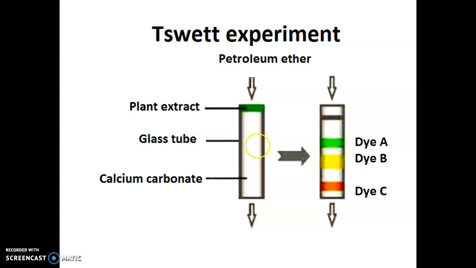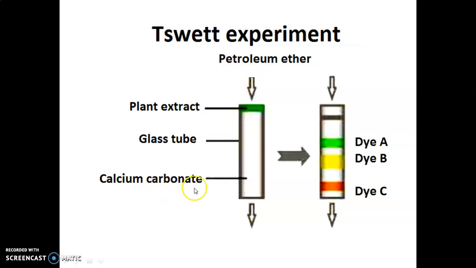Simple ಆಗಿ ಹೇಳ್ತೀನಿ ನೋಡ್ರಿ. First we are taking glass tube. The glass tube is very similar to burette without any readings on the surface. Then the glass tube is filled with calcium carbonate. This calcium carbonate move ಆಗೋದಿಲ್ಲ, therefore it will act as a stationary phase. Then we are taking plant extract at the top. Then we place petroleum ether. It is a solvent.